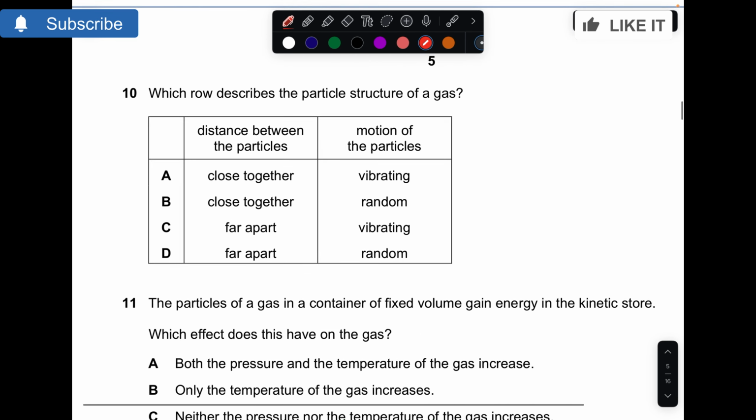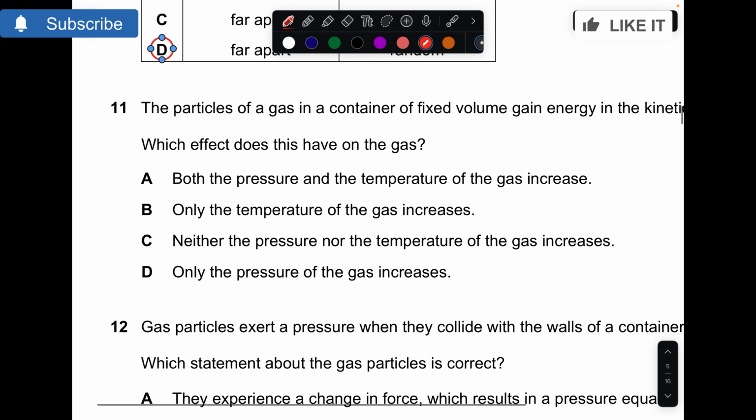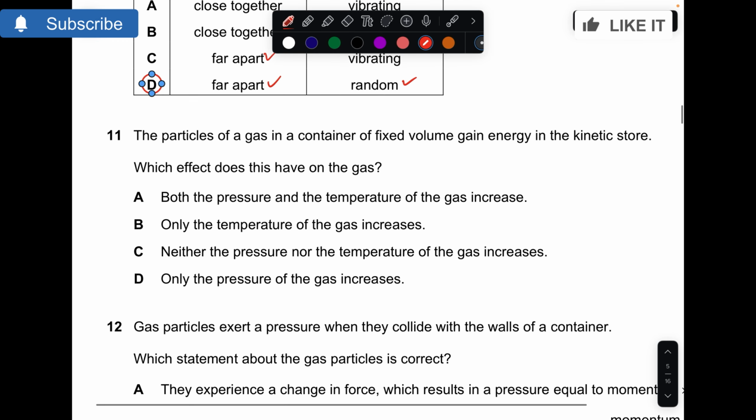In question 9, which row describes the particle structure of a gas? Particles of a gas are far apart and randomly moving, they are not vibrating. It's option D. Question 11, the particles of a gas in a container of fixed volume gain energy in the kinetic store. Which effect does this have on the gas? When they gain kinetic energy, they will increase the pressure because they will collide more, and they gain kinetic energy because the temperature has increased. So it's option A.